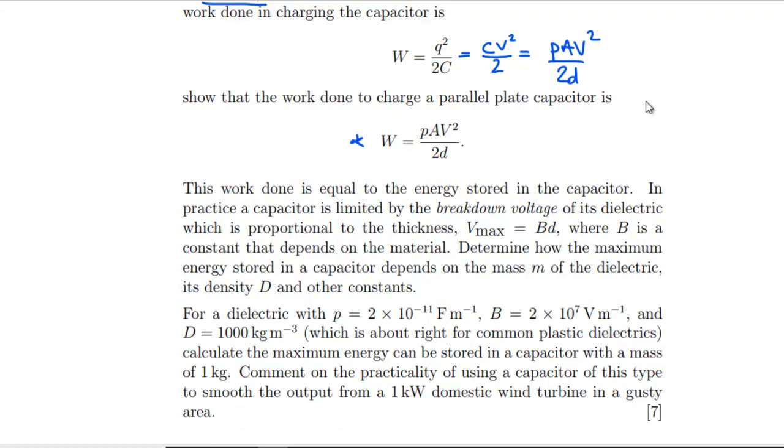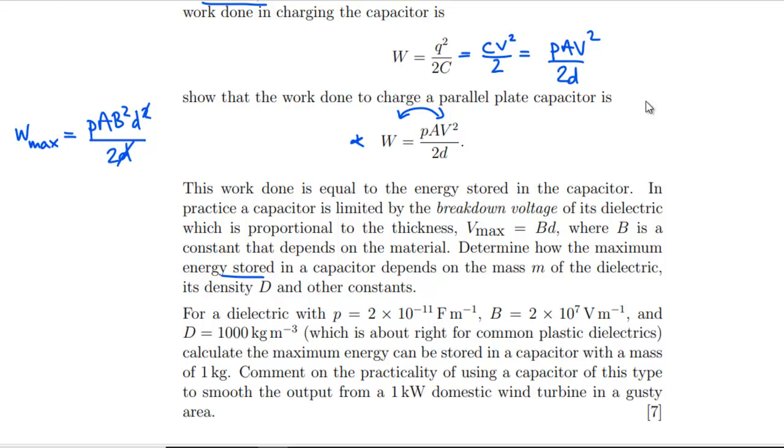So we've got this V max then. That's going to give us a W max based on V max, because W is proportional to V squared. So if we've got a maximum on V, we're going to have a maximum on W. So our maximum W, which is what we're looking for here, the maximum energy stored, our maximum work done, is going to be, where was it, V max is BD. So we've got P A B squared D squared over 2D. Okay, so obviously we can cancel D's top and bottom.